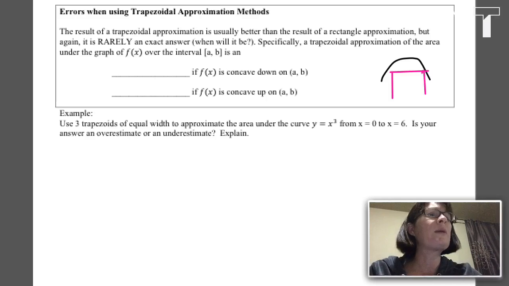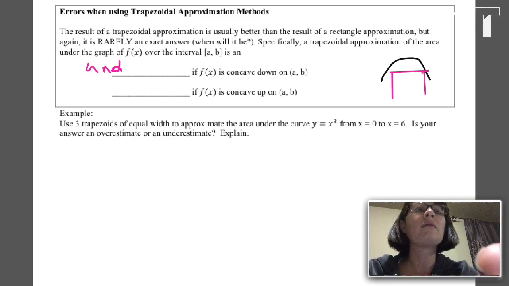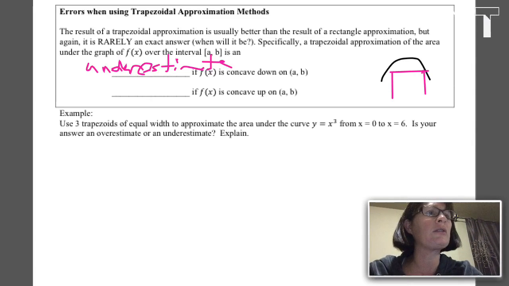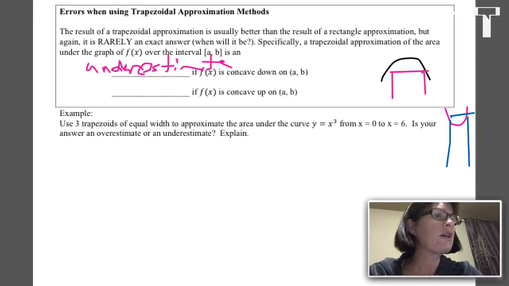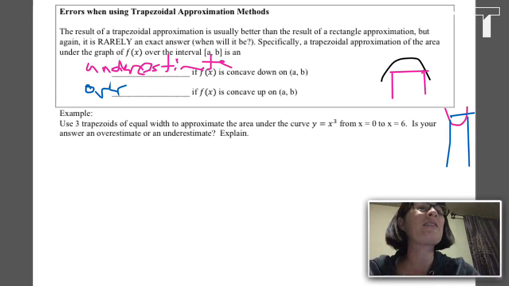A trapezoidal approximation of the area under the graph of f is an underestimate when f is concave down. Here's a function concave up. You can see that when you draw the trapezoid in there, that's too much trapezoid. That's going to be an overestimate whenever f is concave up.